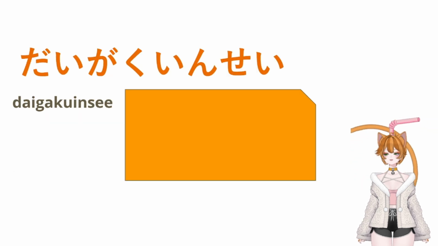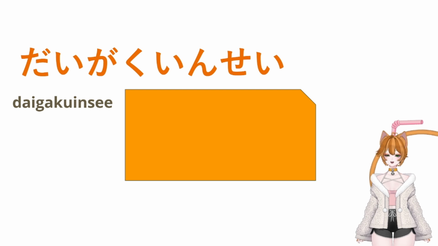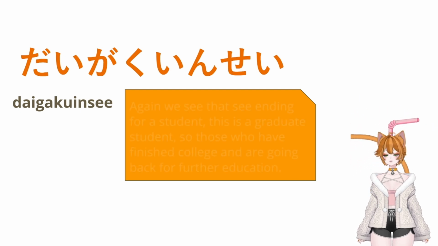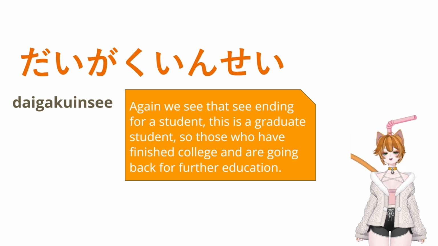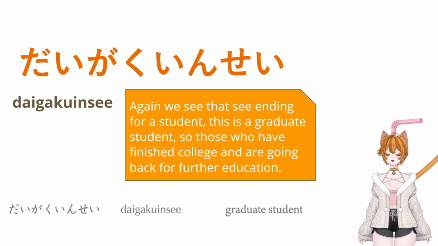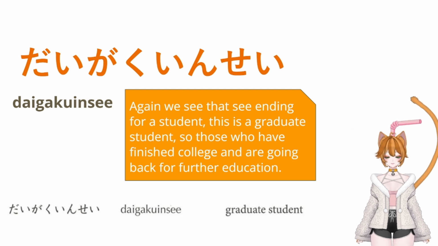Alright, our next one, daigaku insei. Very important on the in part. Again, we see that ending for student, se, and we see daigaku. But daigaku insei is a graduate student. This is someone who has finished college and is going back for further education.